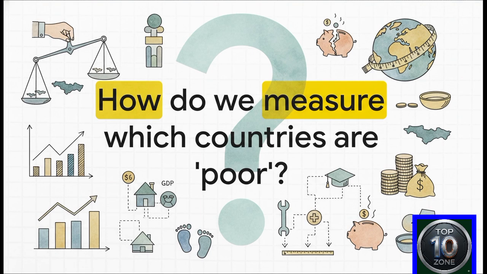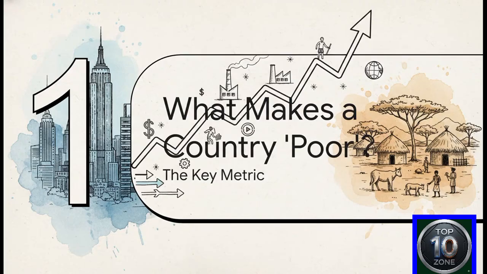When you see a headline ranking the poorest countries in the world, how are economists actually making that call? What's the yardstick they're using to measure this? So think about it. How on earth do you compare economies as wildly different as, say, the United States and South Sudan? You need one single standardized tool. And the one that economists all turn to is, well, surprisingly straightforward.